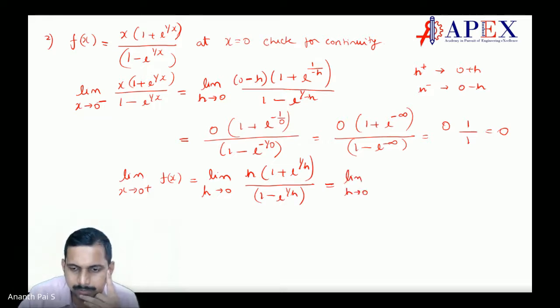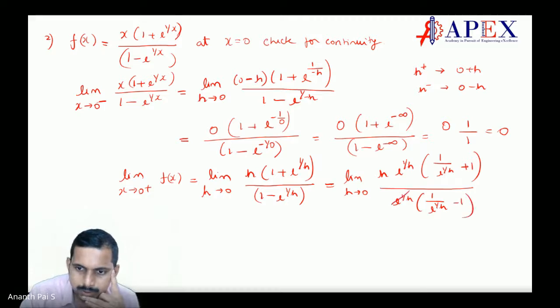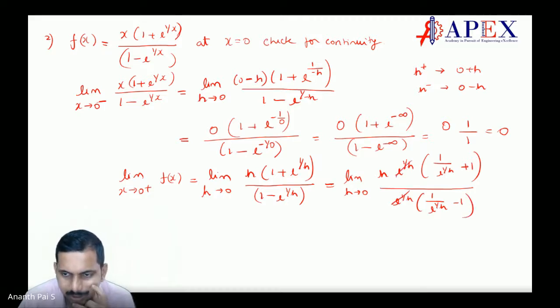We will see whether we can take h. Let us take e power 1 by h outside. And here it will be (1 by e power 1 by h plus 1) divided by (1 by e power 1 by h minus 1), taking e power 1 by h outside. So e power 1 by h and e power 1 by h cancel, cutting a common factor. So that will become the limit h tending to 0. Now substitute, you will see that as h tends to 0, this becomes e power infinity, so this will become 1.